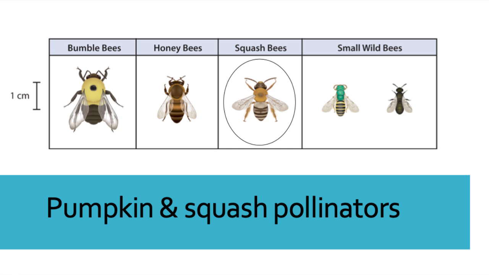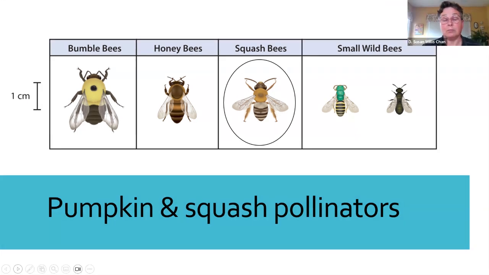However, the 3 most important groups of bees that visit this crop and provide pollination services are bumblebees, honeybees, and squash bees. And here I'm going to argue that squash bees are likely the most valuable of these three groups of bees with respect to crop pollination.